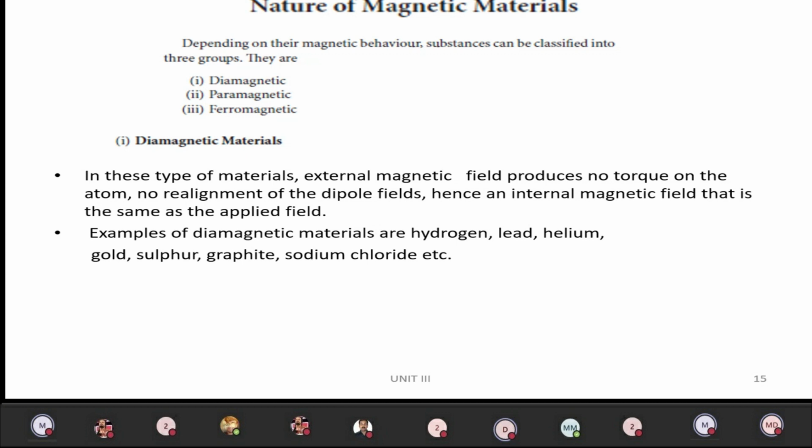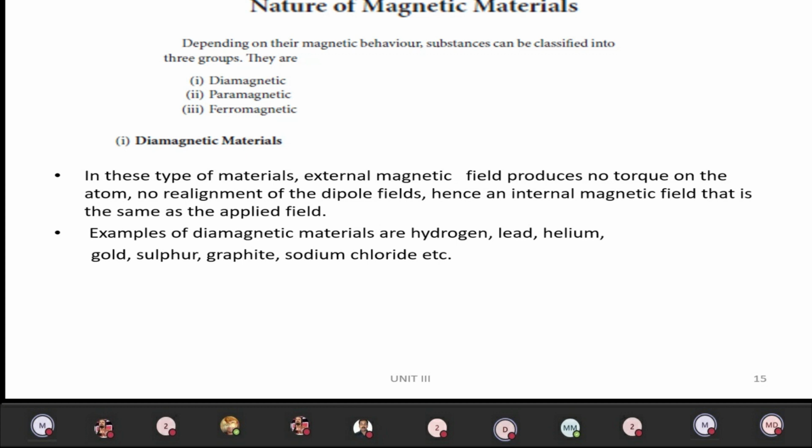Their internal magnetic field will be the same as that of the applied field. Some examples of diamagnetic materials are hydrogen, lead, helium, gold, sulfur, graphite, and sodium electrolyte.